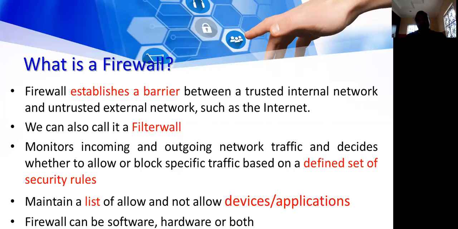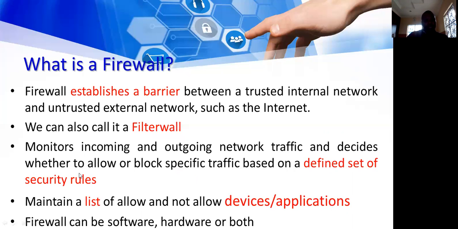We have a defined set of security rules, and then we use these security rules to say that, okay, based on these security rules, I want you to block the kind of things that this security rule matches, and I want to allow things that this security rule does not match, depending on the kind of configuration you are trying to do. So that is what a firewall does. It monitors incoming and outgoing traffic.